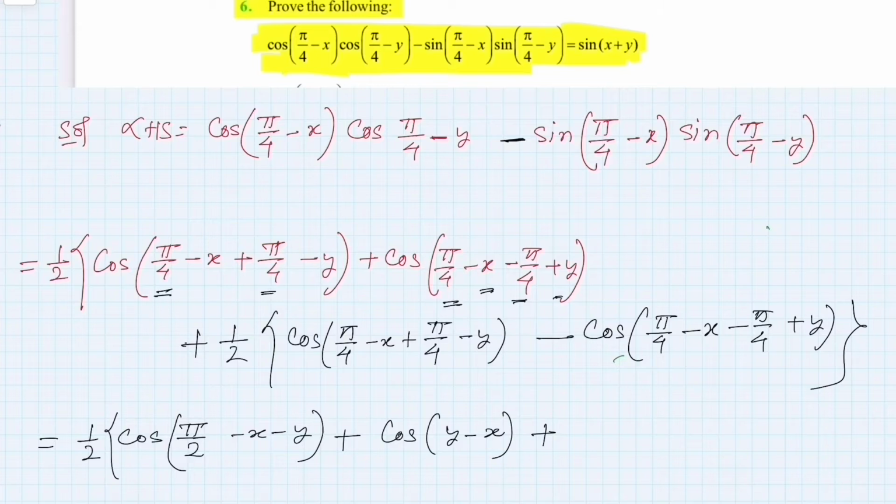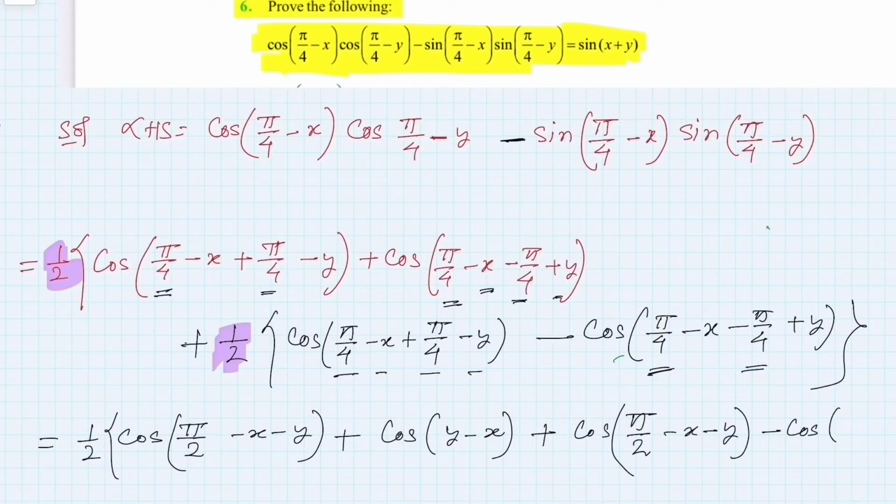Then plus, we are taking these two halves common, half and half. Then we will get plus cos of again pi by 4 plus pi by 4, that is pi by 2, then again minus x minus y. Here again pi by 4 minus pi by 4 cancel, minus x plus y. That means you can write minus cos(y minus x). So bracket close. Hope you have understood up to this point.